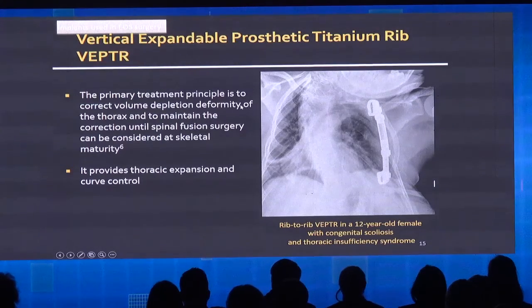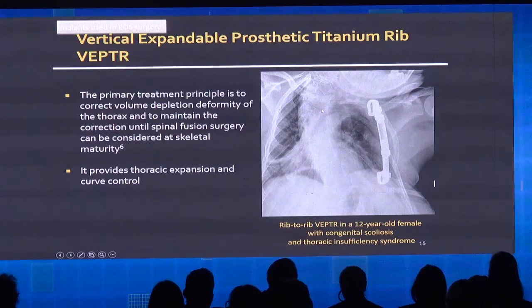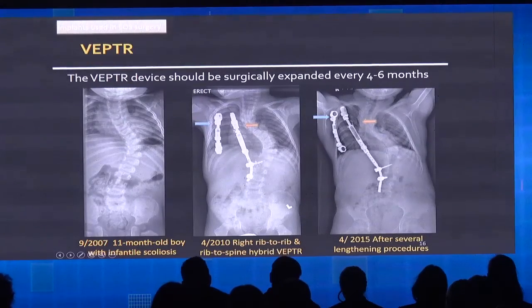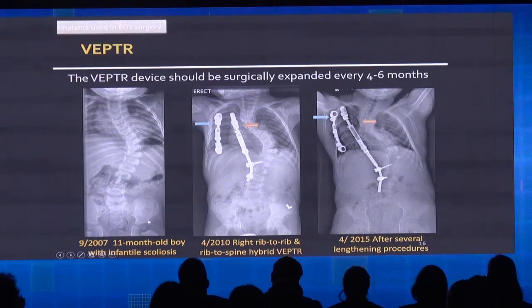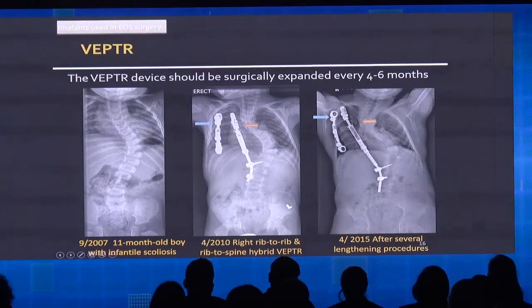Vector has been initially designed for thoracic insufficiency syndrome in order to provide the children with a larger and a wider, a bigger thoracic cage. But it is used also to correct and maintain spinal deformity within a reasonable limit. Here you've got an example where you have the original Vector with rib-to-rib connector. These connectors can be expanded every 6 months, and here you have a patient at diagnosis, and he is 11 months, and then when he is 3, he got the surgery at the level of the ribs, as well as a hybrid system connected to the rib proximally and to the spine distally.